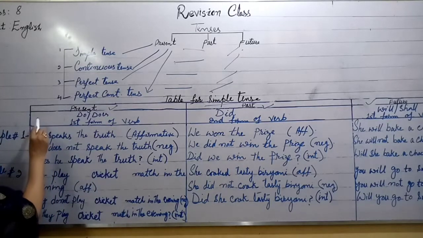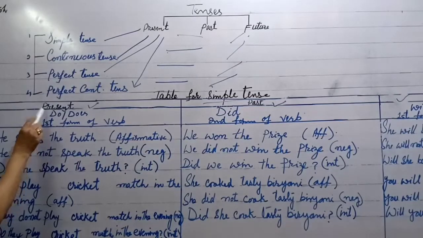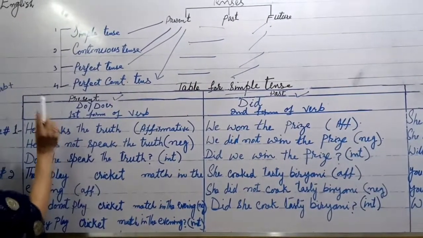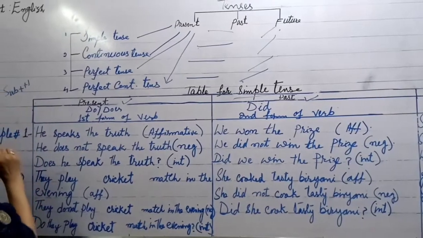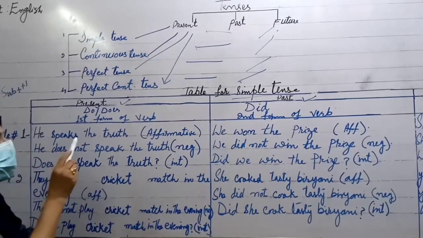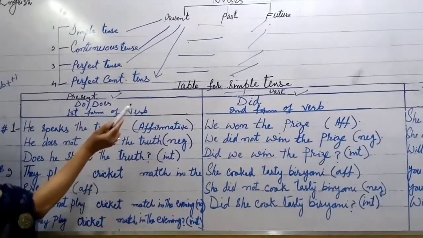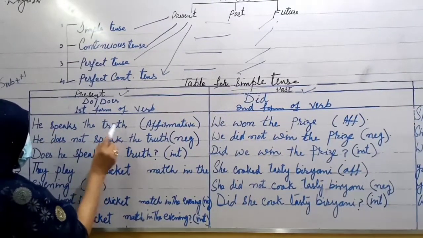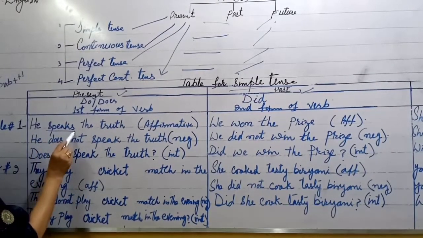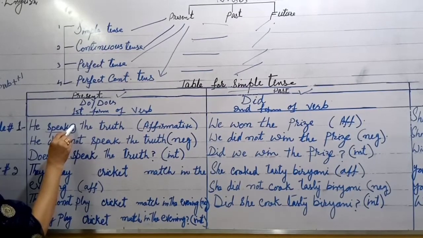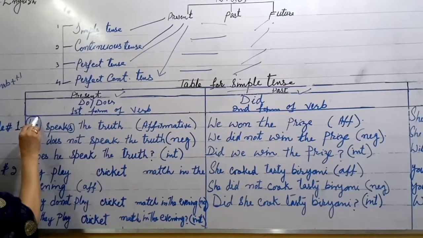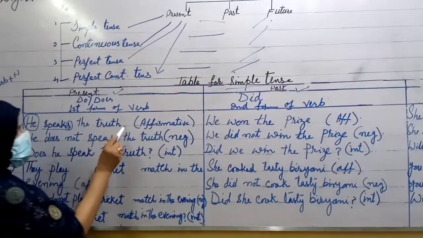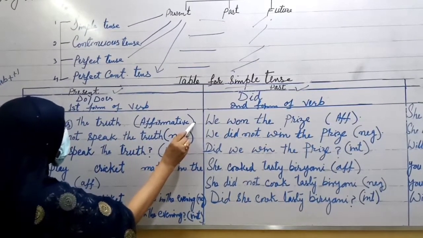First look at the structure of present simple tense. First you will write the subject, then the helping verb do or does. If he or she is used, we use does, and for you, we, they, we will use do. And then the base form of the verb. For example, he speaks the truth. You are looking here, we add S because this is he. As I told you, with he or she we will use S with the base form, the first form of the verb. He speaks the truth. This is an affirmative sentence of present simple tense.